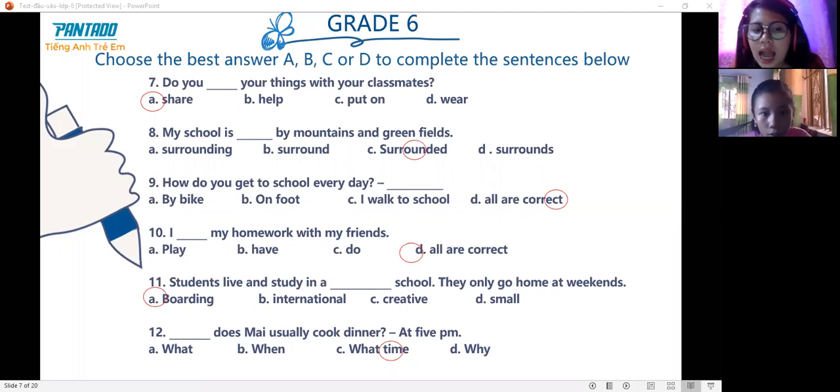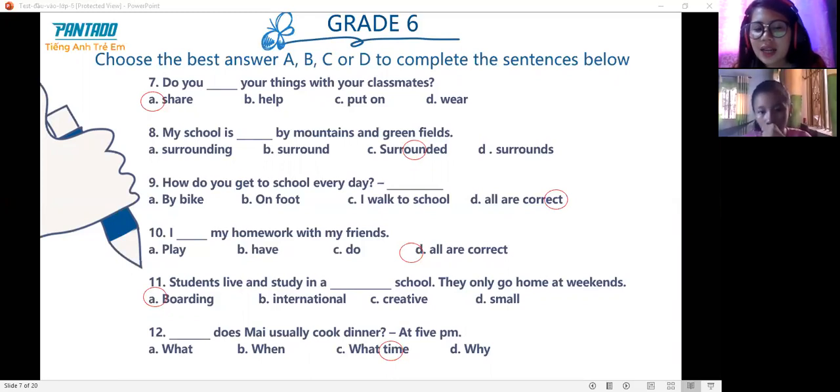Okay, number 10. I do my homework with my friends. Can you read number 10? Okay, I do my homework with my friends. Very good.